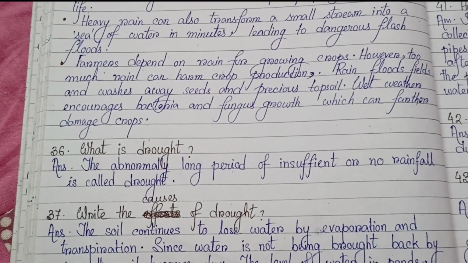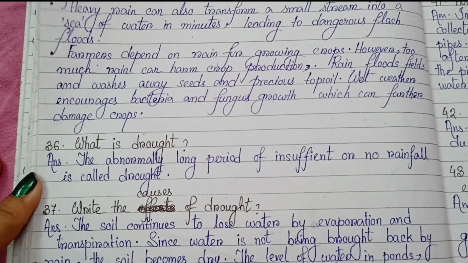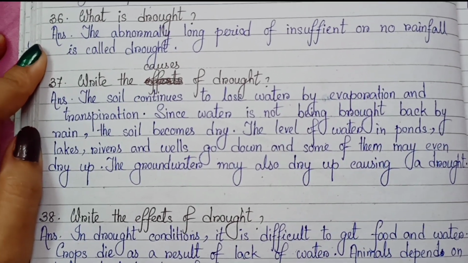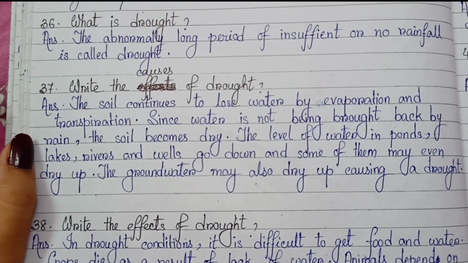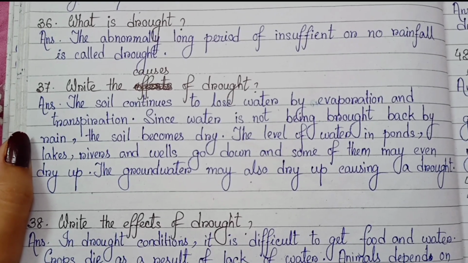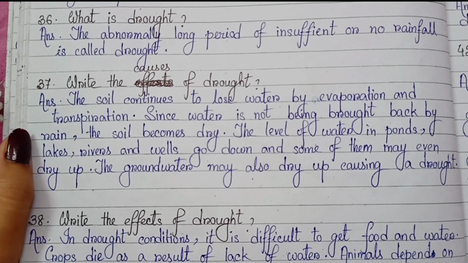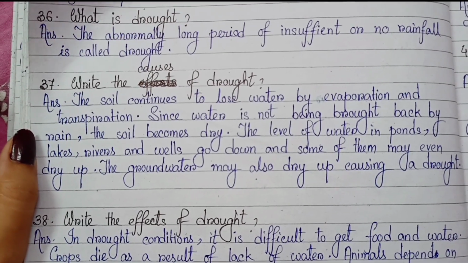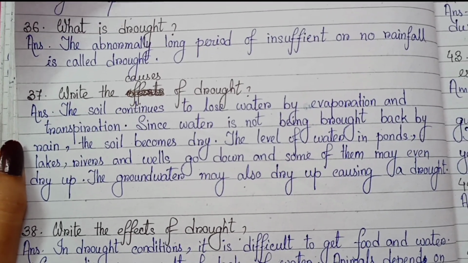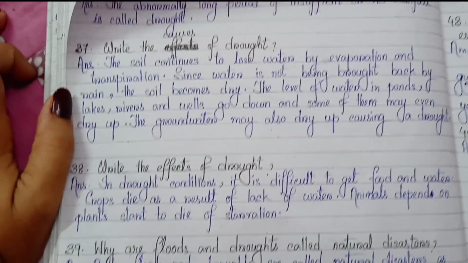Next, number 36, what is drought? The abnormally long period of insufficient or no rainfall is called drought. 37, write the causes of drought. The soil continues to lose water by evaporation and transpiration. Since water is not being brought back by rain, the soil becomes dry. The level of water in ponds, lakes, rivers and wells goes down, and some of them may even dry up. The groundwater may also dry up, causing a drought.